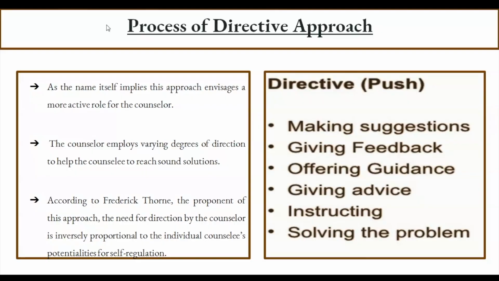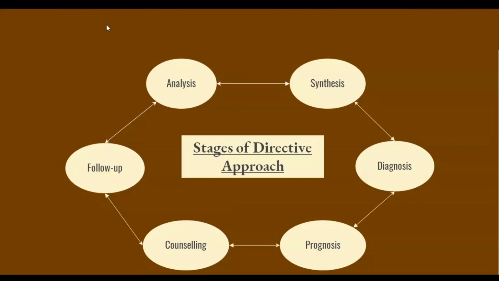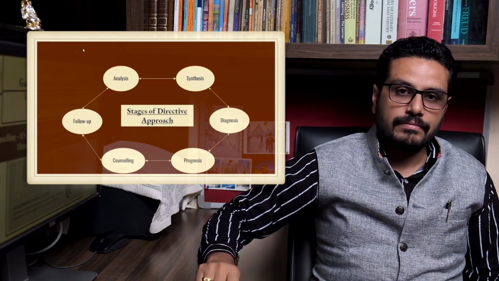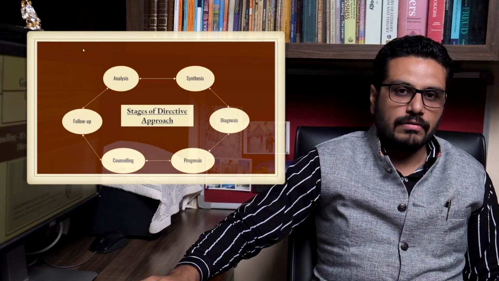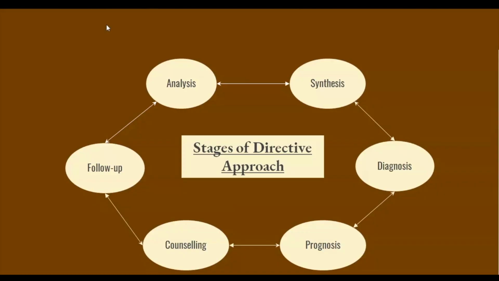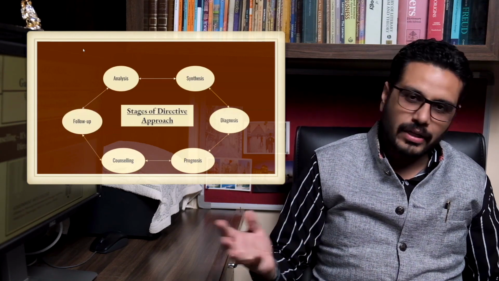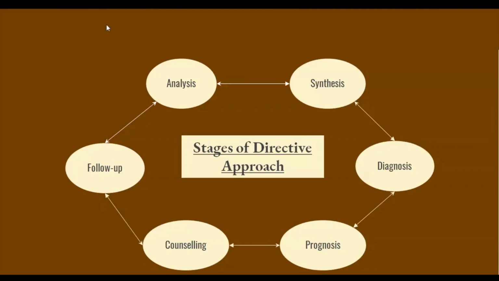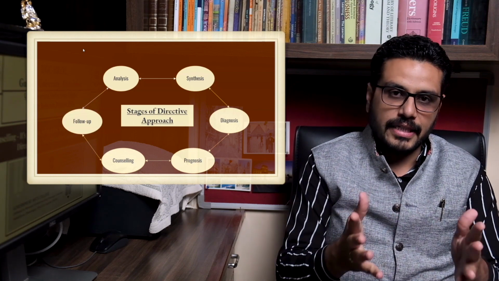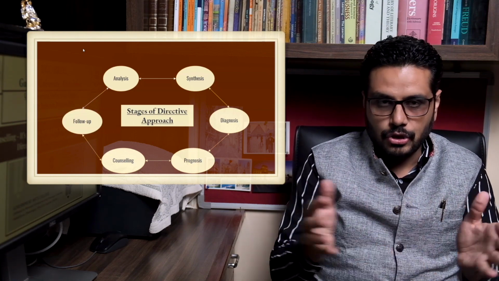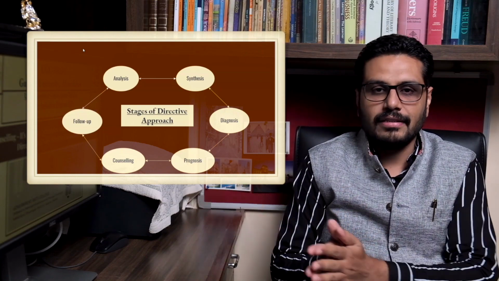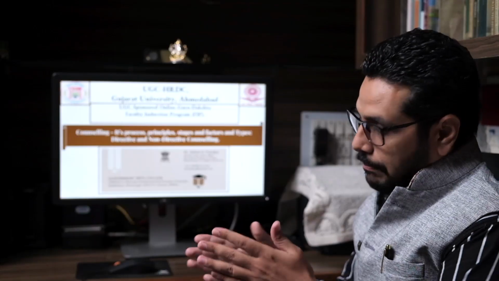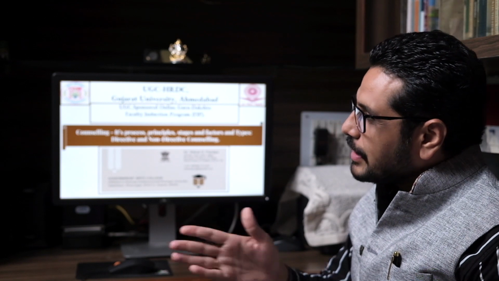Okay, then you move towards the stages of directive approach. You have a chart again here. At the center, you have stages of approach, and around that, you have various stages. Which is the first thing? You analyze. What do you analyze? SWOT analysis, as simple as that. Strengths and weaknesses, etc. Then synthesize. What do you synthesize? Strengths together, weaknesses together, opportunities together, and threats together. Marginalize them, compartmentalize them individually.